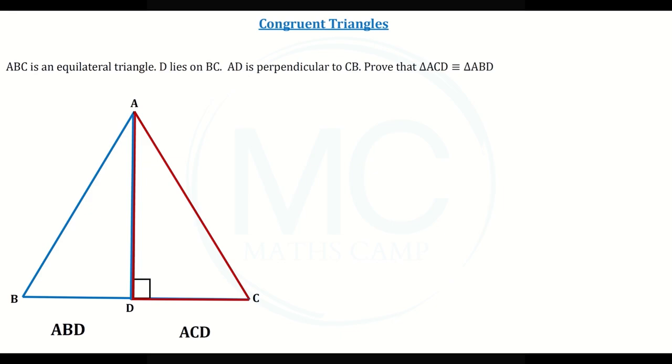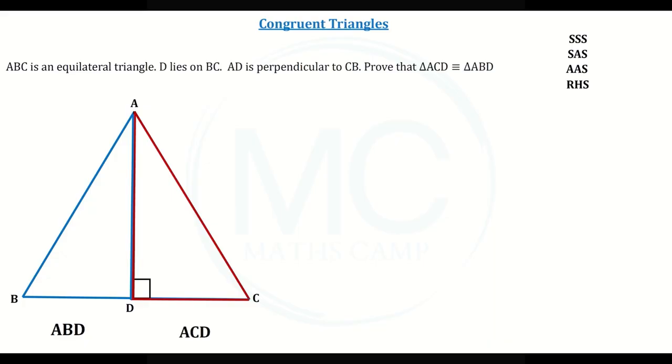Now, there are four possible reasons that we can use to prove congruent triangles. Let's write them at the top of the page. We can prove 3 pairs of equal sides, and we use the reason SSS. We can prove 2 pairs of equal sides as well as an included angle, and we use the reason SAS. We can prove 2 pairs of equal angles and 1 pair of equal sides and use the reason AAS. Or if we have right angle triangles, we can use RHS for right angle hypotenuse side.